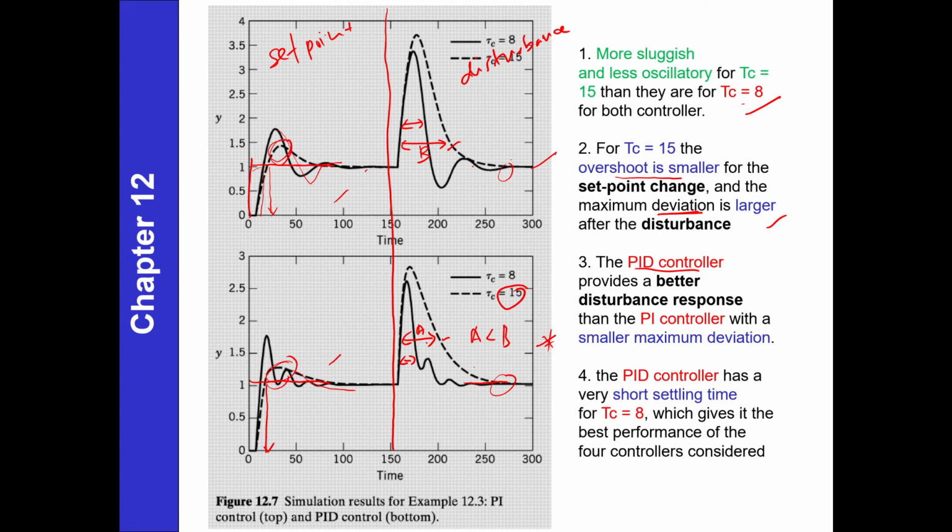And for the PID controller, it also has a shorter settling time for tau c equal to 8, which is this one around here. Same goes here, as compared to tau c equal to 15, which took some time.